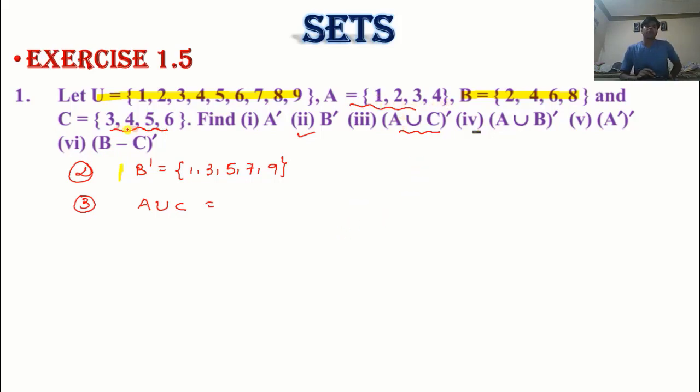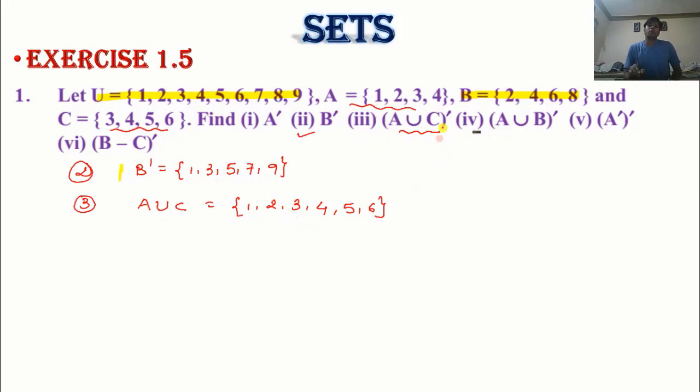In union, we have to write all the elements of both set A and C, and common elements are considered only once. So 1, 2, 3, 4, that you have to write compulsorily. 3, 4 are also present in C, so you cannot write them twice. Which are left? 5 and 6. So here you got 5 and 6. So this is your A union C.